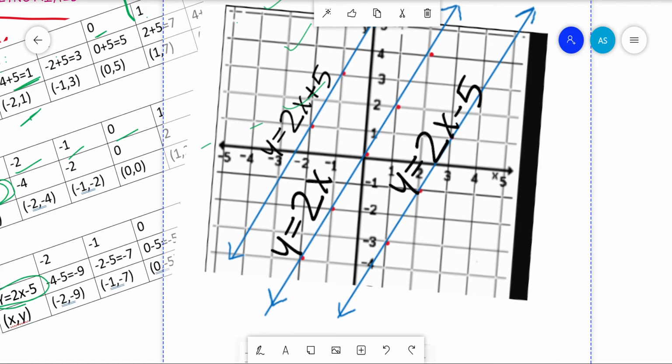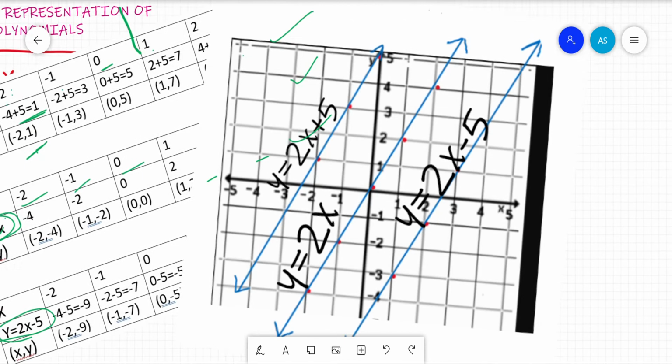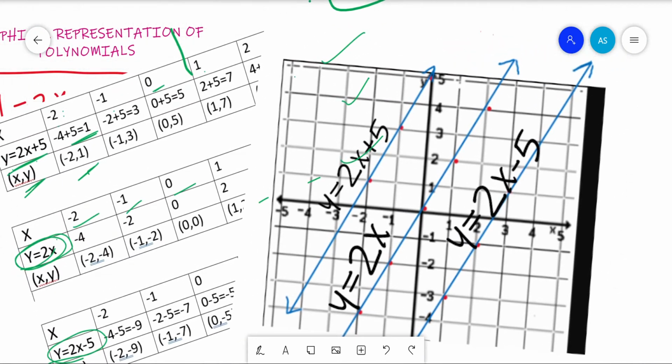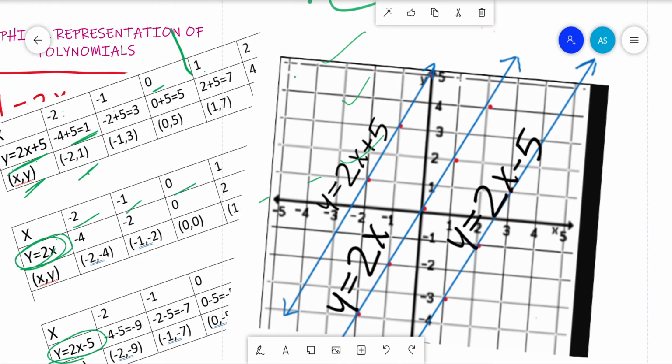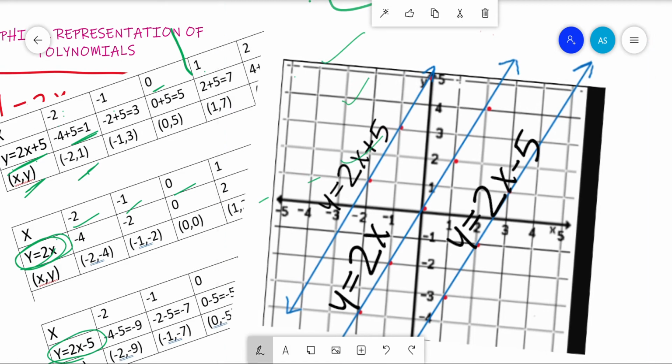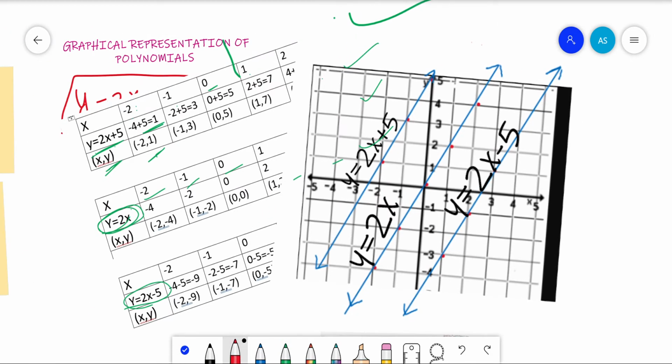Observe the graphs of those. For y = 2x + 5 you get a line. The points are (-2, 1), so you have to plot this point: -2 on the negative x-axis and 1 on the y-axis. Then another point is (-1, 3). Next, (0, 5).